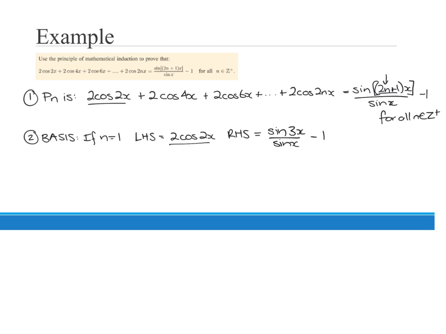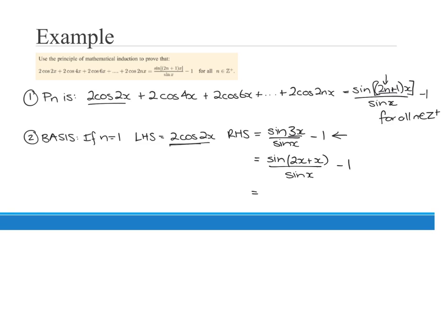Now at the moment this doesn't look anything like that. So we now need to manipulate this to get it to look like this, which means we might have to get our little handy sheet out. Hopefully you've still got those that Miss Matt gave us that's got all the rules on it. So the first thing we're going to do is split this sine 3x into 2x plus x, and I'll show you why in a second. Okay, so we've made this 3x is 2x plus x.